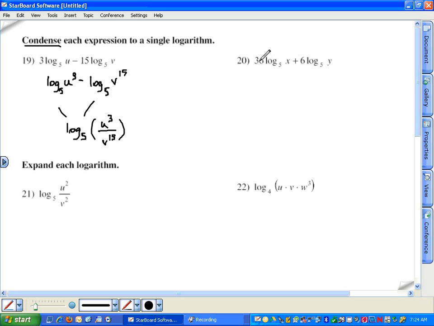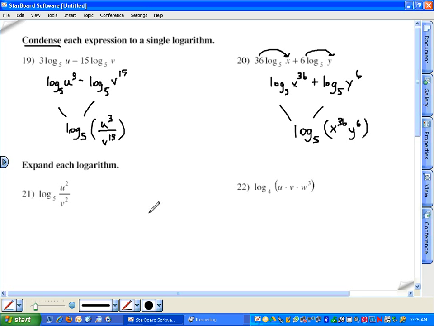And this one's going to be very similar to number 20. First thing we do is the power property, moving these numbers in front of the logarithm back up as exponents. We have log base 5 of x to the 36 plus log base 5 of y to the 6th. Now we have a plus sign separating the two logarithms. So when these condense into a single logarithm, we have to form a product now of x to the 36 times y to the 6th.